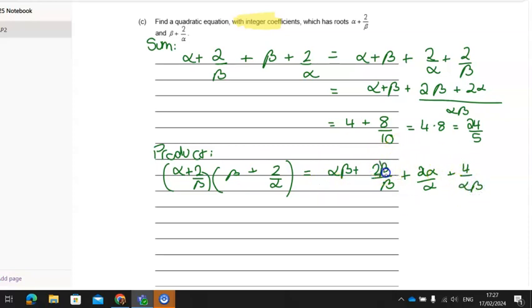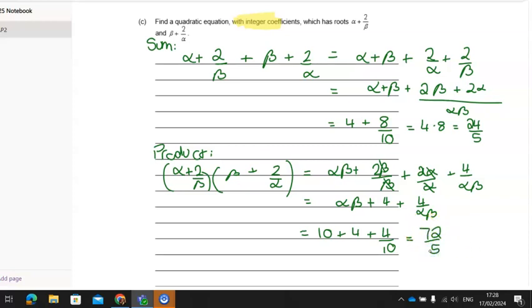We can cancel things out. That beta and that beta cancel out. That alpha and that alpha cancel out. So you're left with alpha beta plus 4 over alpha beta, which we know alpha beta is 10. So we've got 10 plus 4 over 10, which gives us 14.4, which is the same as 72 over 5.